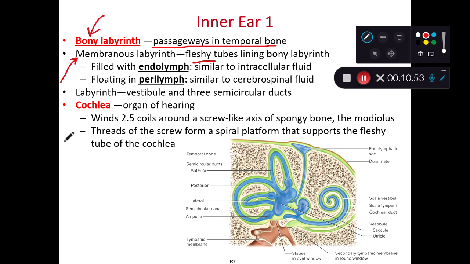And there are going to be some liquids there. We have the endolymph and perilymph. As we look at the endolymph, in terms of its chemical composition, it's pretty similar to the intracellular fluid. And perilymph is pretty similar chemically to the CSF, cerebrospinal fluid.